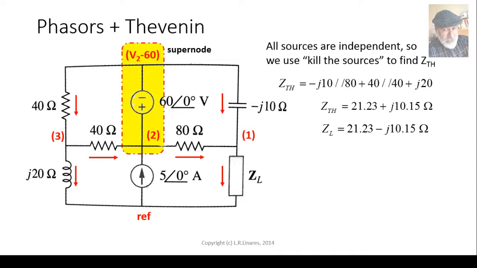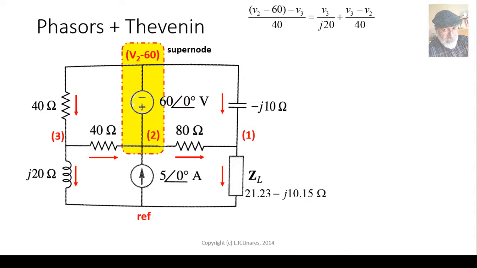Let's write the equations. Here we go. That is the equation for V2 minus 60 minus V3 divided by 40. That is the current on the left. I'm writing KCL3. That is equal to the currents leaving node 3. That is V3 over j20 here at the bottom. And then to the right, V3 minus V2 over 40. That is our KCL3.